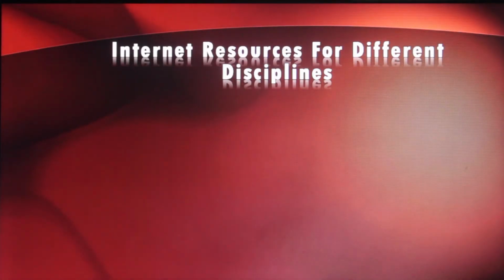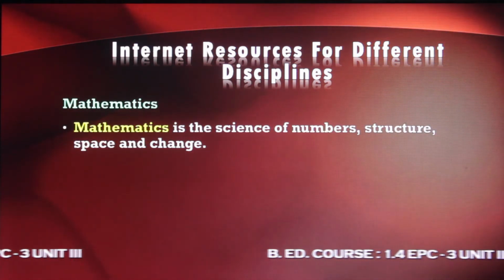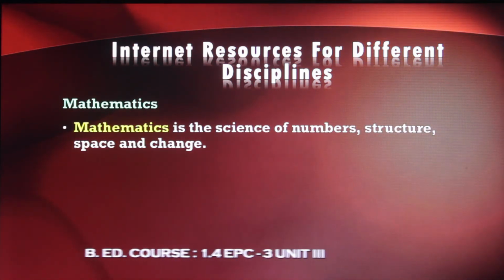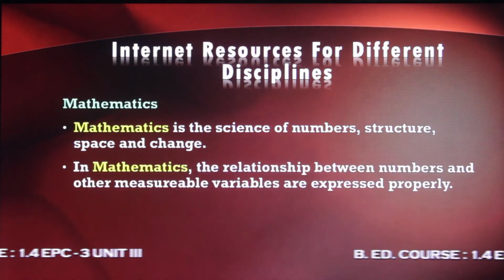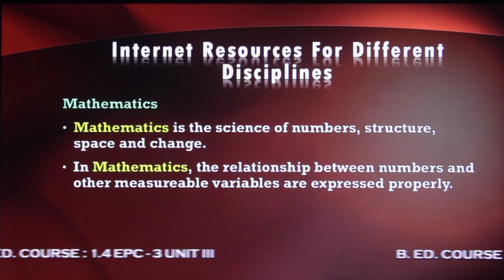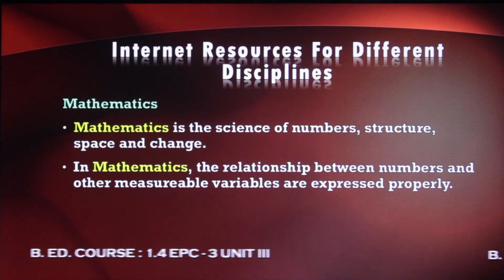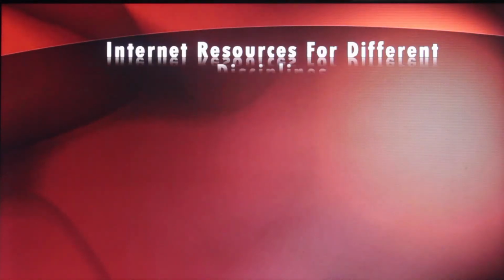Then we have another discipline, mathematics. Mathematics is a science of numbers, structure, space, and change. You find mathematics is used everywhere. In mathematics, the relationship between numbers and other measurable variables are expressed properly. So this is all about the subjects.